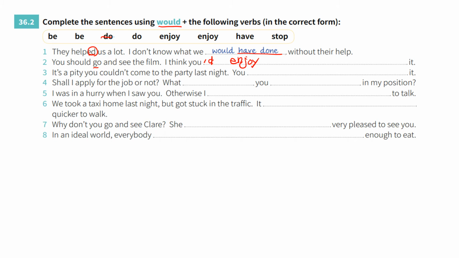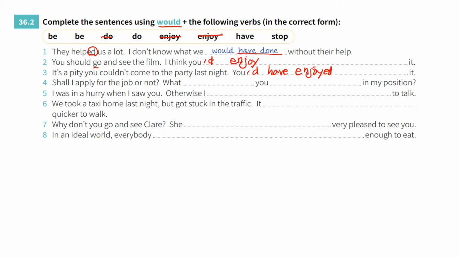Enjoy it. It's a pity you couldn't come to the party last night. Okay, let me eliminate this first. Number 3 again. It's a pity you couldn't come to the party last night. If you came, you'd have enjoyed it. You'd have enjoyed it. So let's cross this out.